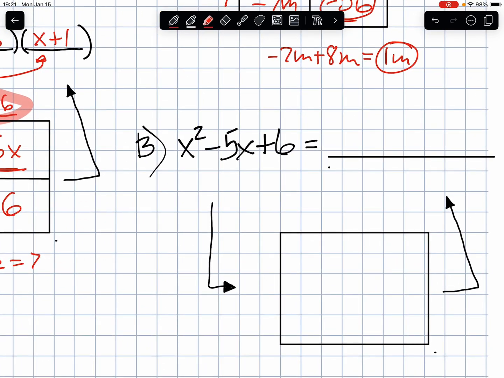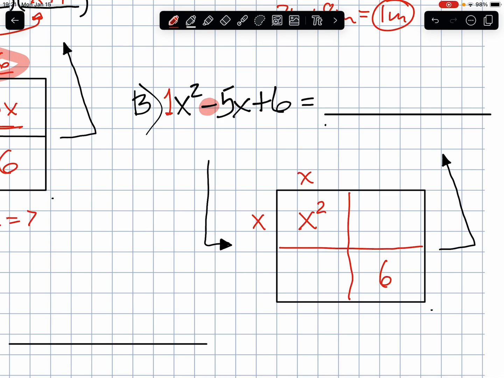So here you'll notice we have a minus sign there. Notice our a value is still 1. All right, so I draw my box. I put the x squared in the left side. I put the 6 back down here. As we expect, it's going to be x times x.